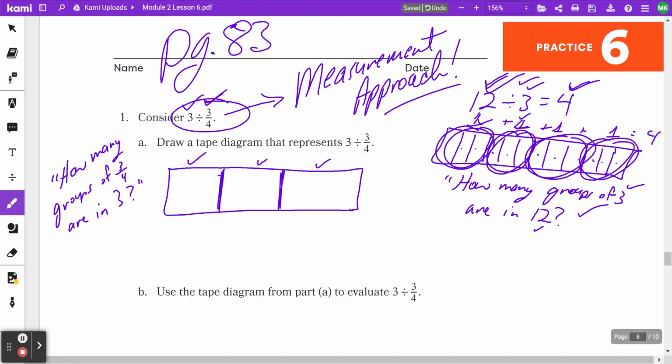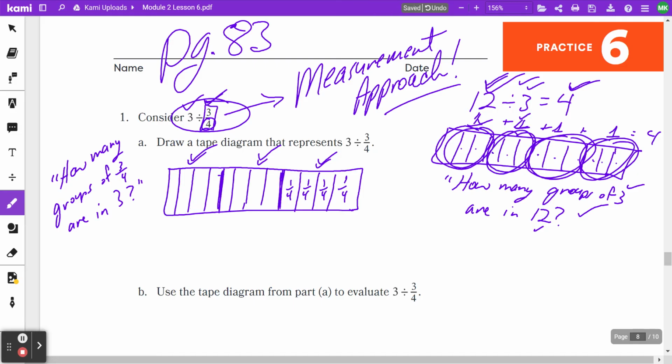And now I need groups of 3/4. If I'm going to measure out quarters, then I need to make sure that these whole parts here are split into quarters. So I'm going to split them into quarters. If I draw 3 lines in each box, then I now have quarters. This is a quarter, and this is a quarter, and this is a quarter, and this is a quarter. And they're all quarters.